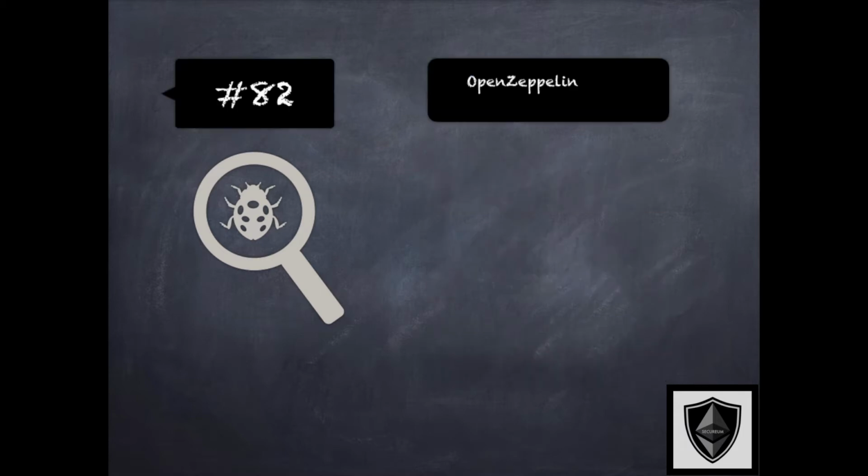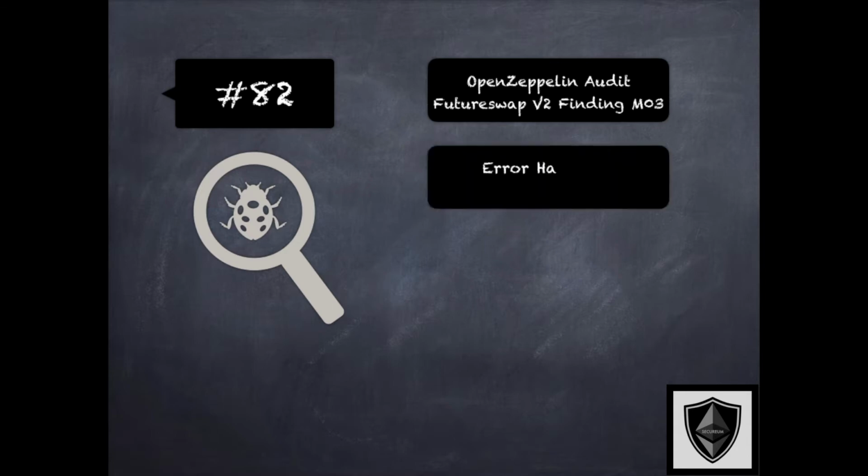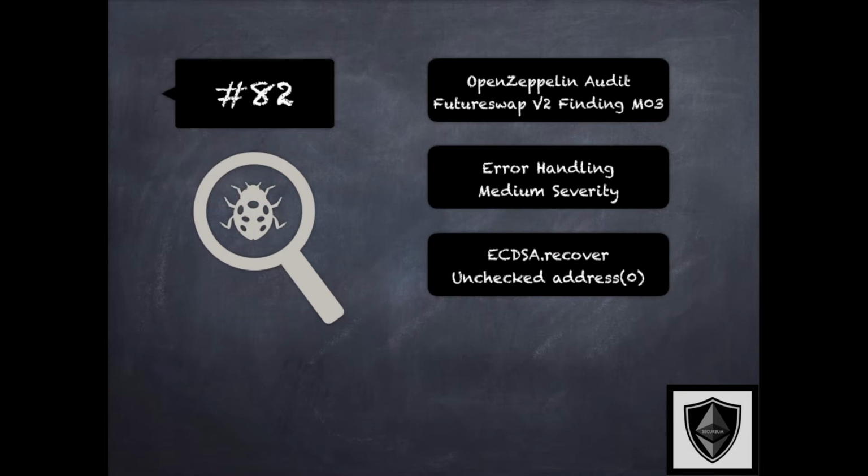82 is another finding from OpenZeppelin's audit of FutureSwap v2, where it was a medium severity finding related to error handling, in which the output of the ECDSA recover function was unchecked. Recall that the ECDSA recover function from OpenZeppelin returns a zero address if the signature provided is invalid. This function was used twice in the FutureSwap code, once to recover an Oracle address from an Oracle signature, and again to recover the user's address from their signature.